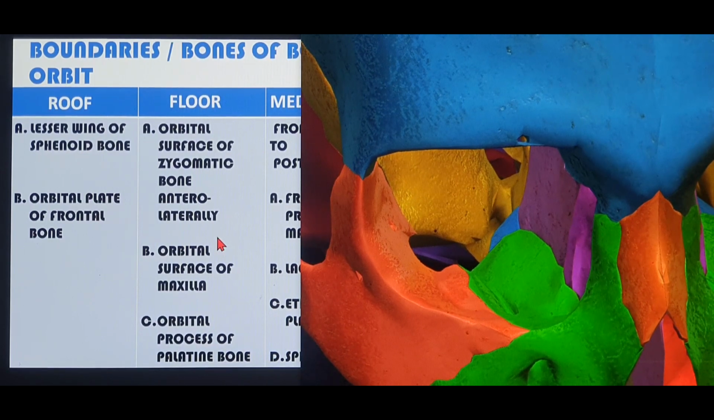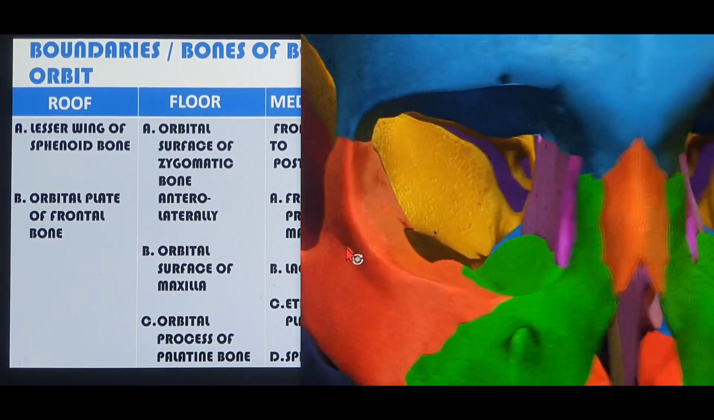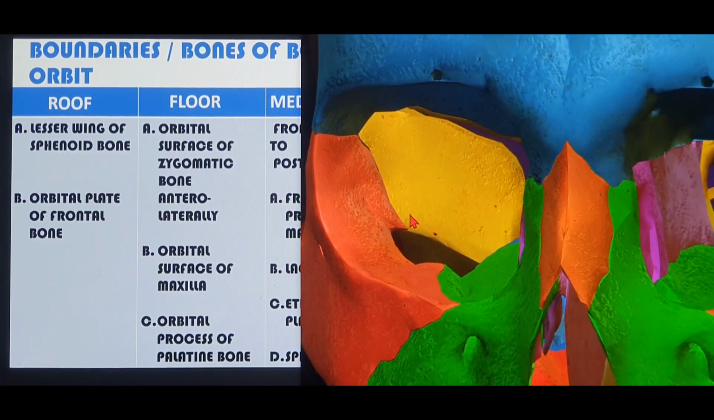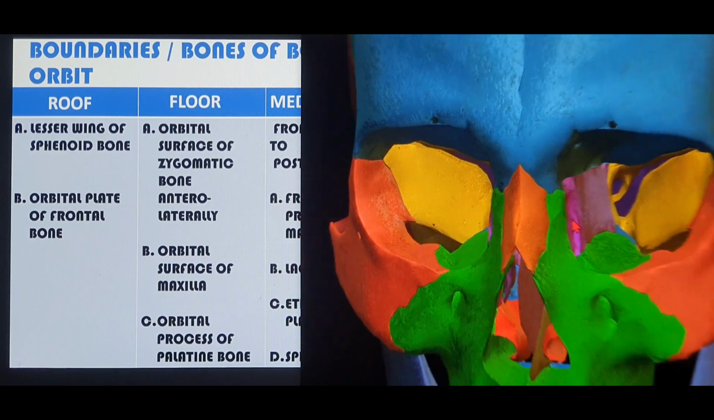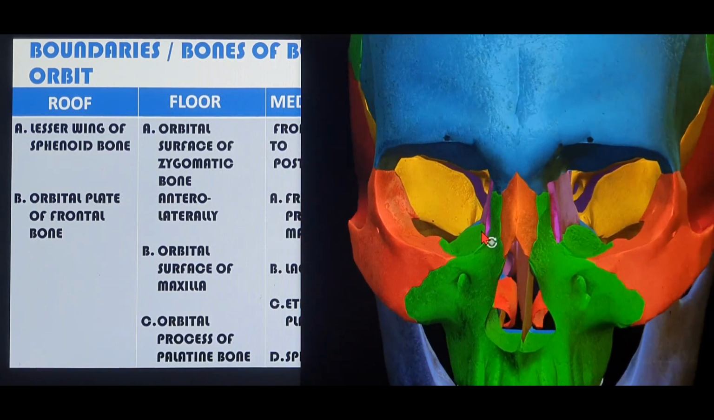Now, what do we know about the floor? As you can see over here on the screen, three bones form the floor. The very first one is the orbital surface of the zygomatic bone, which is anterolaterally. So as you can see over here, this is the most lateral aspect. If I zoom out the image, you can have a much clearer idea.